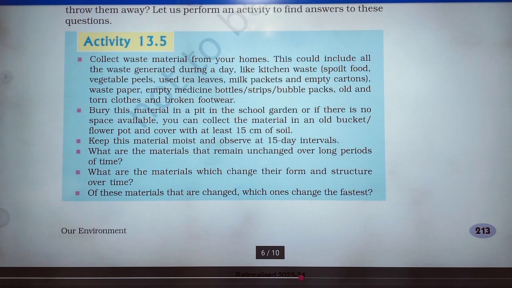Okay, so obviously the broken footwear, or we can say the empty bottles, they remain unchanged. Bottles are made up of plastic. Okay, they cannot become soil. So there are many things you have to observe.